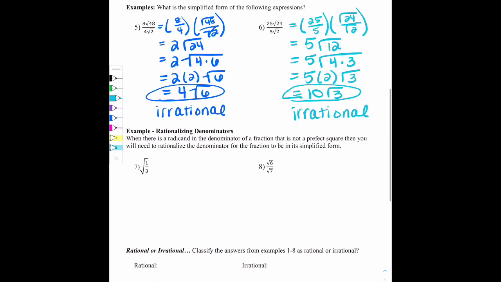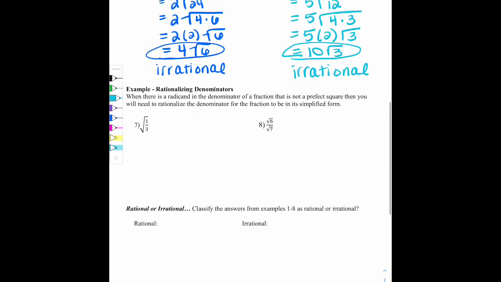Now, with division, we run into this special circumstance with needing to do what's called rationalizing the denominator. So when there is a radicand, which is what's underneath the radical symbol, in the denominator of a fraction that is not a perfect square, then you will need to rationalize the denominator for the fraction to be in its simplest form. So I'm going to highlight that word. It has to be the radicand in the denominator, and when it's not a perfect square. That's our circumstances that we are concerned with.